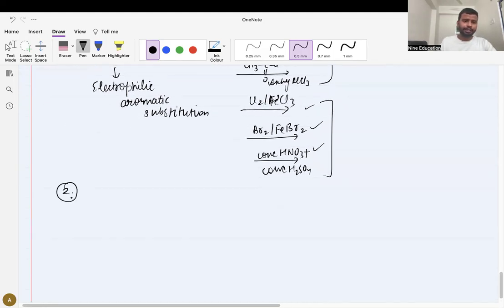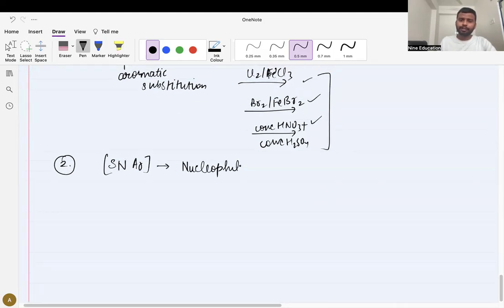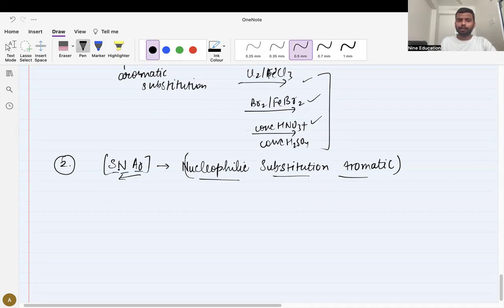The second part of reactions, today we will study, beta. The second part of reactions is SNAr. We call this SNAr, also known as nucleophilic aromatic substitution. Aromatic nucleophilic substitution is what we call it. You have to read it like this: aromatic nucleophilic substitution, SNAr. Write SN with a small subscript Ar, like this, SNAr. So what will happen in SNAr?